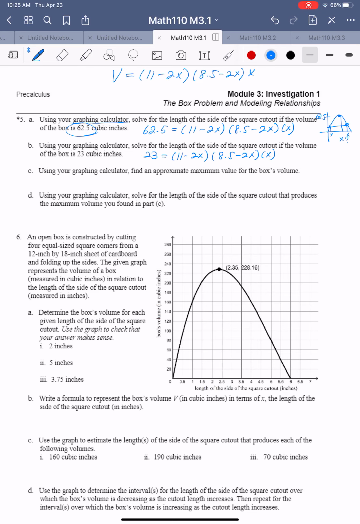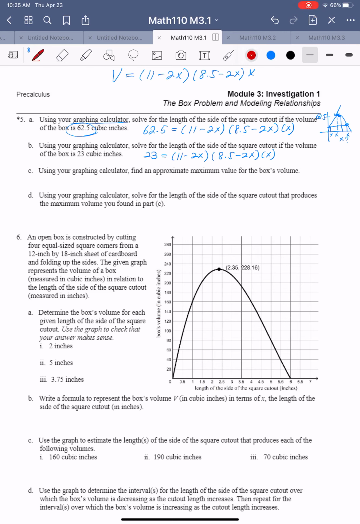And then C, using the graphing calculator, find the approximate maximum value of the volume of the box. So the maximum place is right here, right? So what place is this? Okay, so you will see the approximation of that. And then using the graphing calculator, solve the length of the side of the square cutout to produce the maximum volume. So now you have to find what x is going to give you the maximum volume.